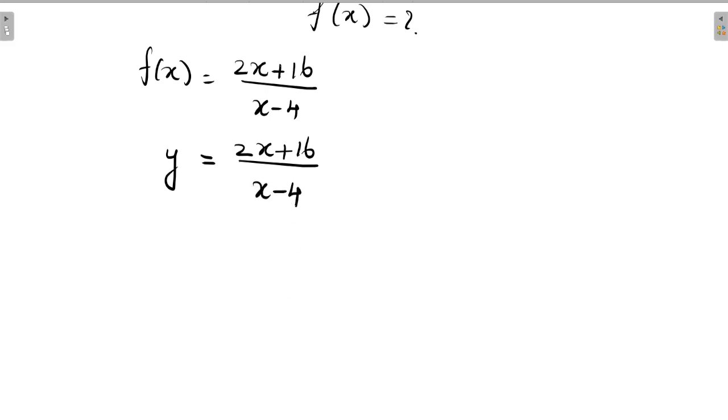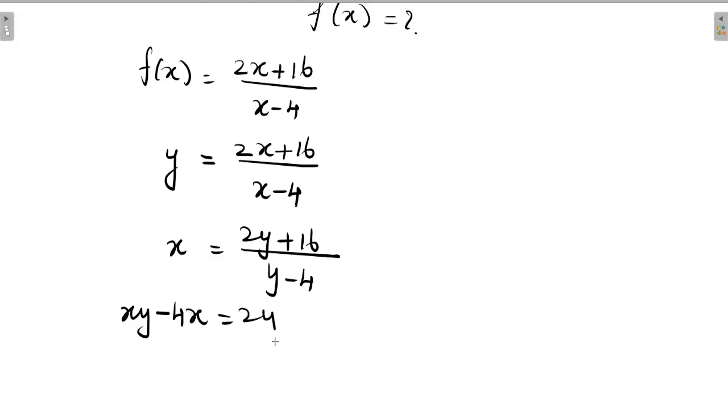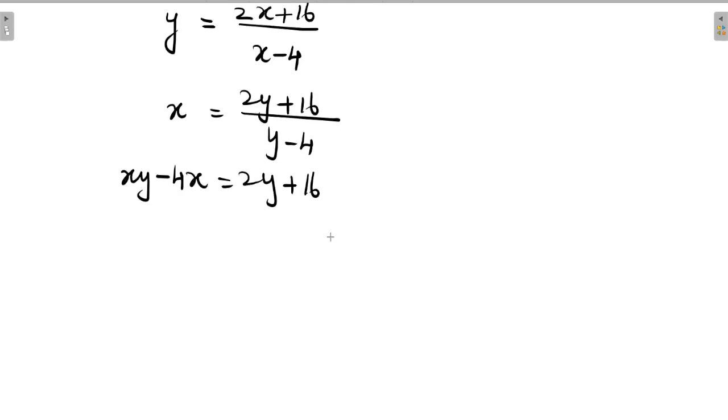Now interchange x and y. So this y can be written as x, and this x can be changed as y. So all the x and y we are interchanging. So x equal to (2y plus 16) divided by (y minus 4). Now let's do the cross multiplication. So xy minus 4x is equal to 2y plus 16. Now make y the subject. So this expression is xy minus 2y is equal to 4x plus 16.